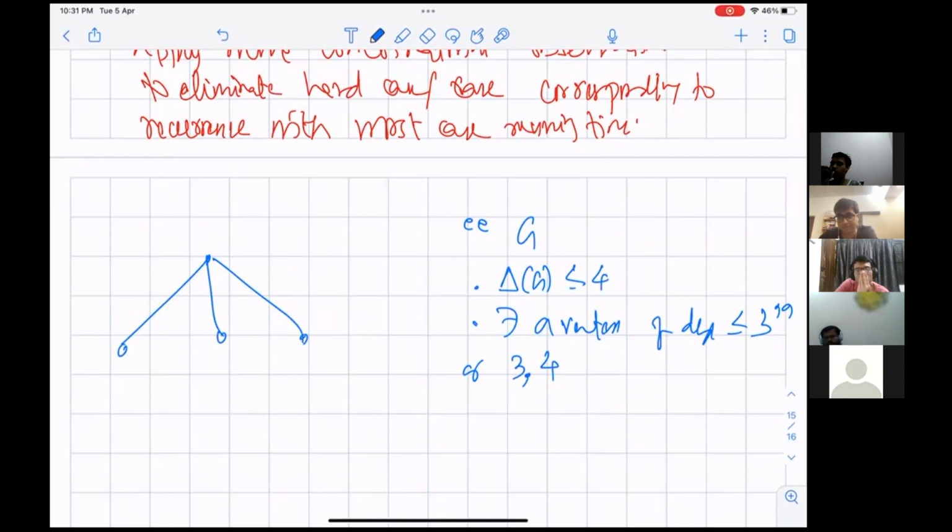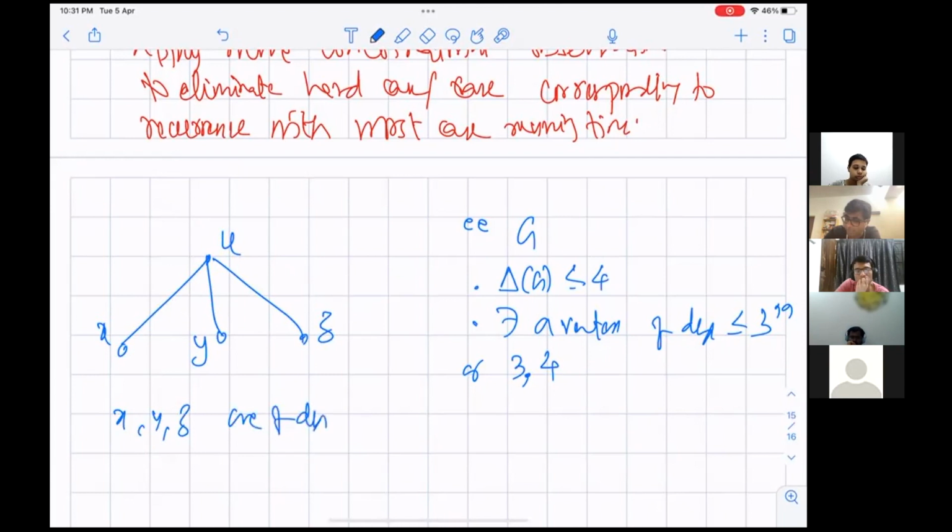Yeah, this is a degree 3 vertex, right? Now, what could happen? Suppose this is U and these are X, Y, and Z. Imagine that all of X, Y, Z are of degree 3 or at most 3. Then can I do something in this case? If I delete U, then at least one of them will become degree 2, because X, Y, Z had degree 3, and I can do something great. Okay, fine. So it's not the case.